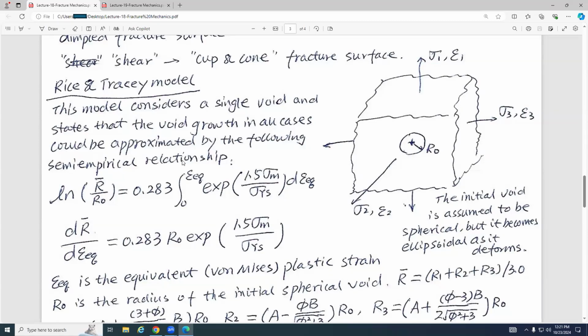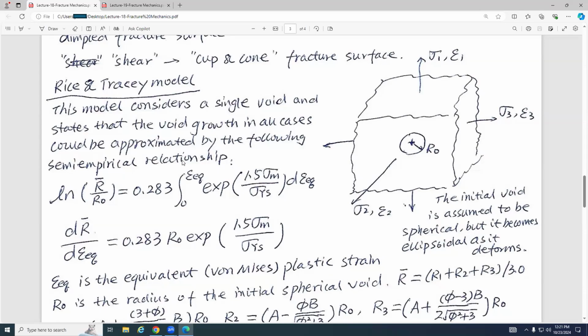So logarithmic R bar over R0 can be approximated using this equation. So this is a factor. This integration sign, exponent, and you can see sigma m. Can someone tell me what sigma m is? M means mean, right? M is mean stress. Mean stress equals the average of the 3 normal stresses. And sigma ys is the yield strength. That is a material parameter.